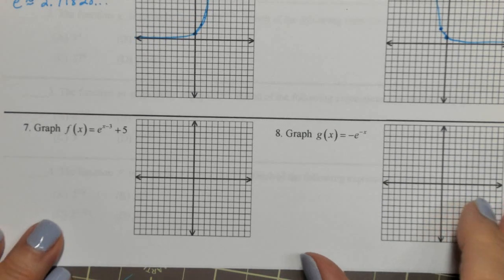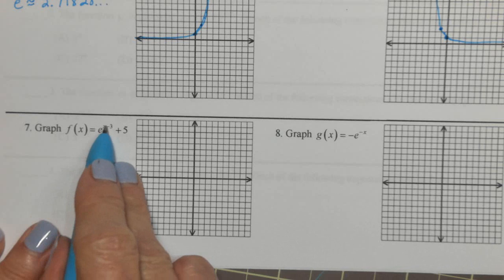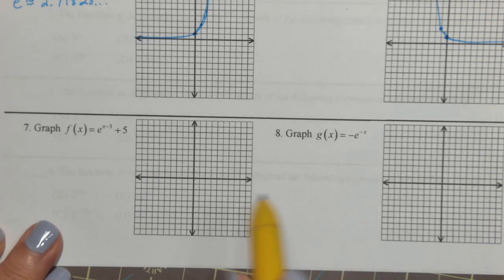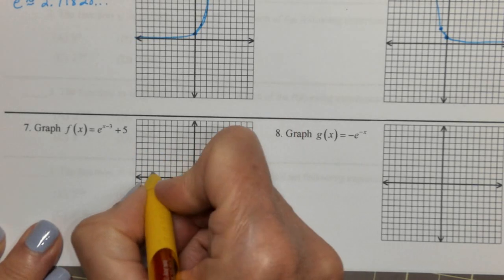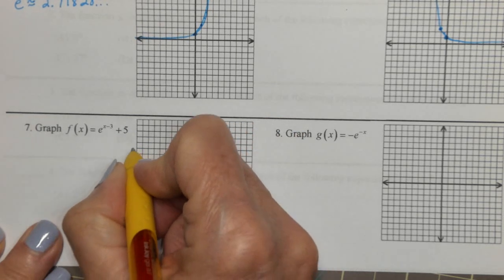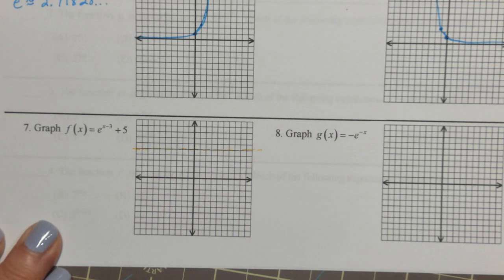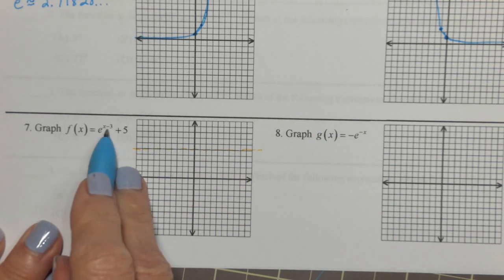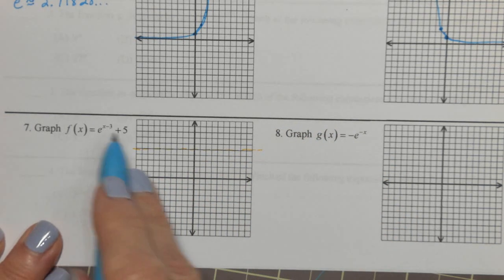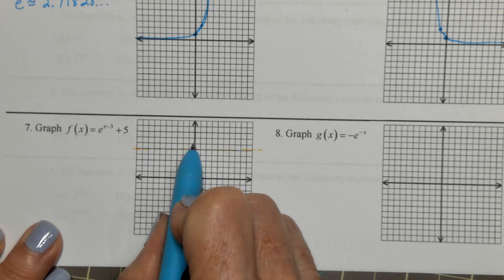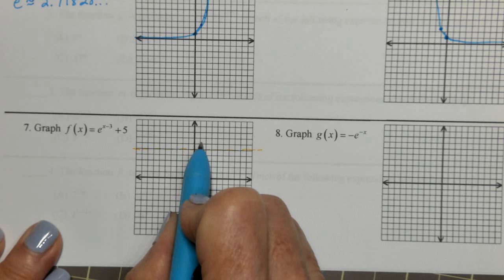Okay, what about this one? This is our base e to the x. Right 3, up 5. So I'm going to take care of my horizontal asymptote, which is up 5. 1, 2, 3, 4, 5. There's my horizontal asymptote. And now I'm going to the right 3. Normally I go up 1 from your horizontal asymptote, but now I'm going to go to the right 3.